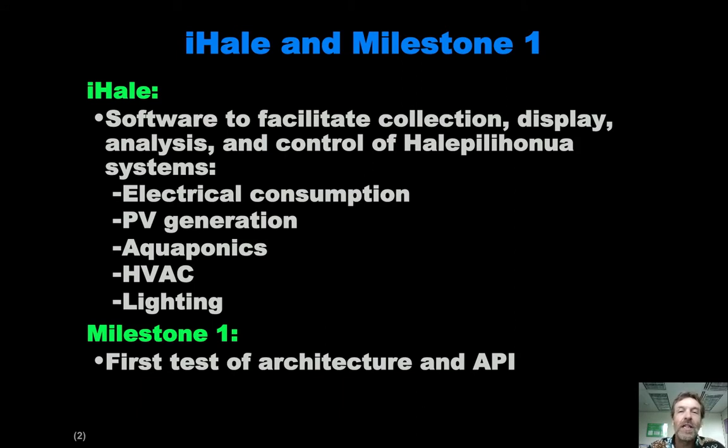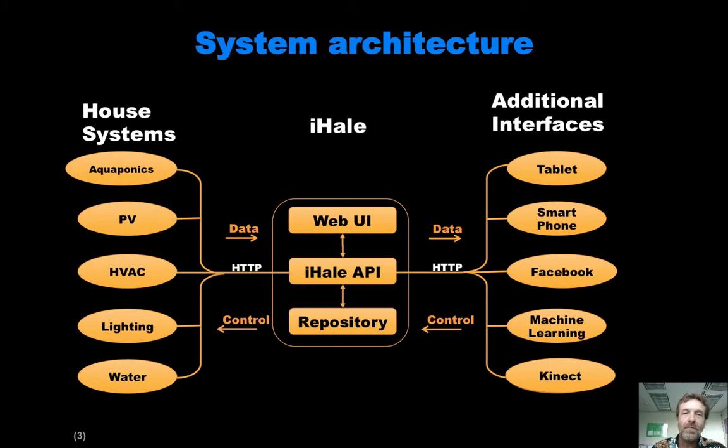The systems that we're looking at initially are the consumption of electricity by the house, generation of electricity through photovoltaic panels, an aquaponics system to supply oxygen and food and plants and so forth, the heating and cooling system, and the lighting system. And for the first milestone, which is where we are now in early March of 2011, the goal is just to test out our architecture and see how it works. So let me show you a little bit about what that architecture is.